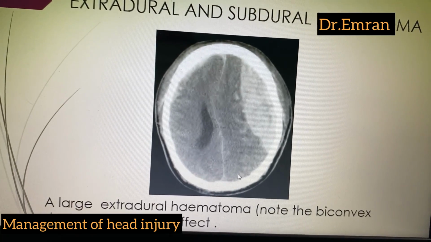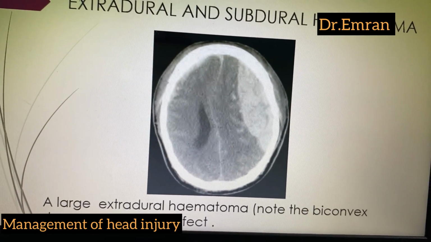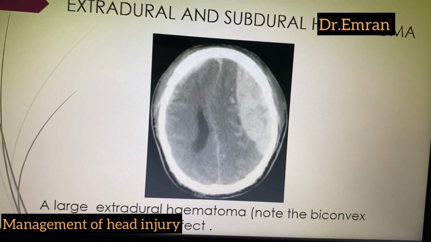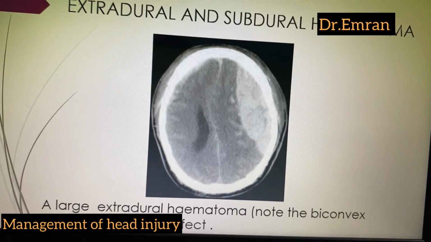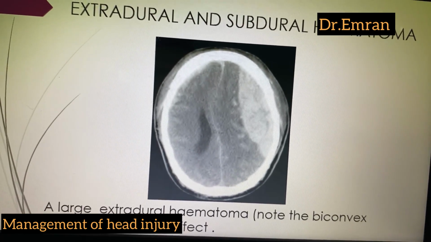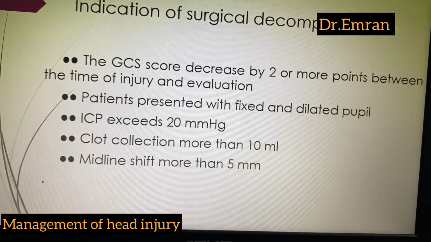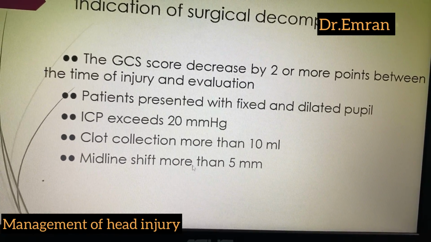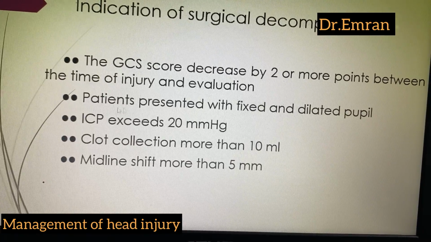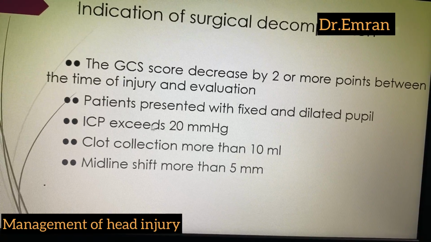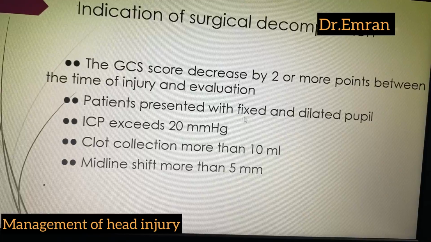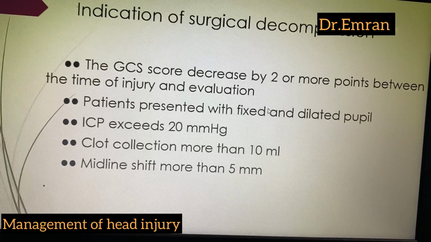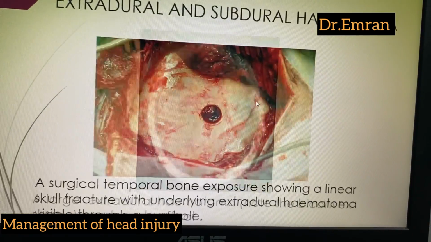In a previous slide, I have told you the indications of surgical decompression, where I have said that midline shift more than 5 mm needs emergency surgery, and I am again saying that: midline shift more than 5 mm, clot collection more than 10 ml, ICP exceeds 20 mm of mercury, presentation with fixed and dilated pupil, and GCS decreased by 2 or more points between the time of injury and evaluation.